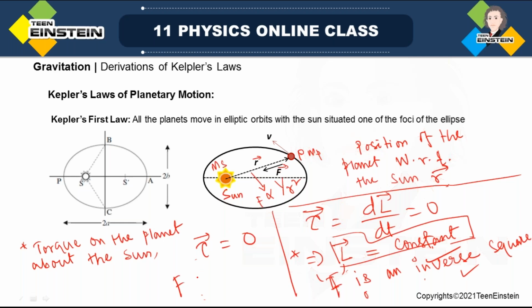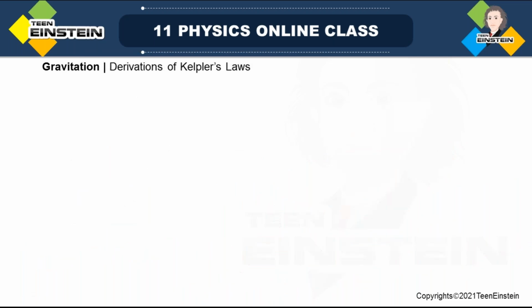You will be learning various types of forces in your graduation, and you will see when force is something like k r to the power minus 2, or F is equal to k by r square. If you get this kind of force, it is called an inverse square force, and this will give rise to an elliptical orbit. Okay, so this is how we can prove the first law, that all the planets move in elliptic orbits about the sun, keeping the sun at one of the foci of the ellipse.